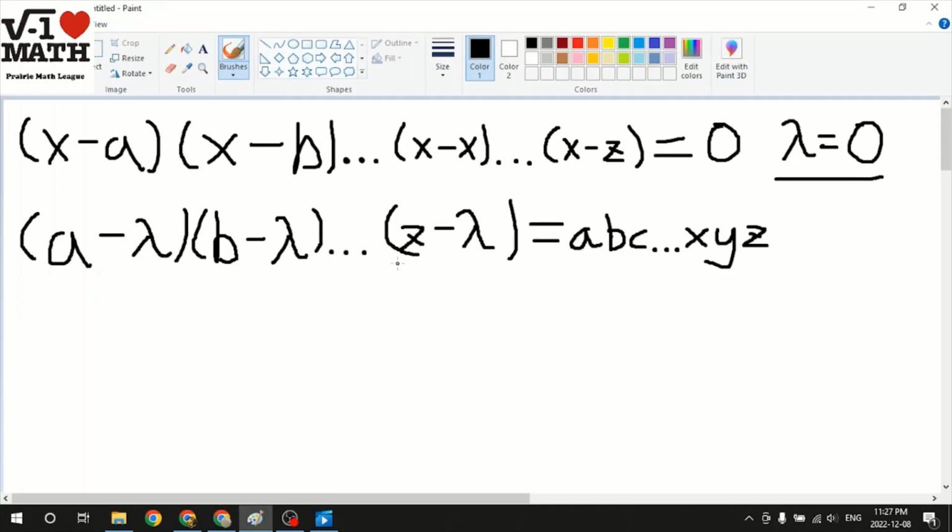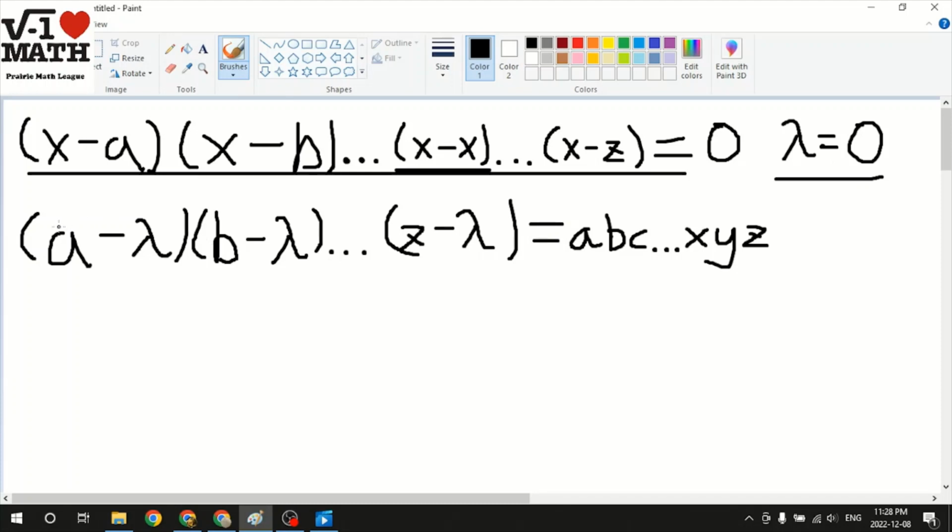So one key understanding you need to have in order to solve this question is the fact that (x minus a)(x minus b) through (x minus z) contains x minus x, which is equal to 0. And anything multiplied by 0 is equal to 0. So that means this whole term is equal to 0, which means lambda is equal to 0.